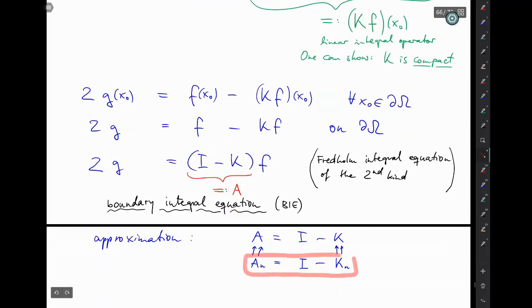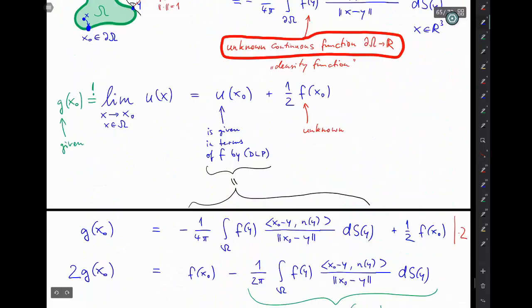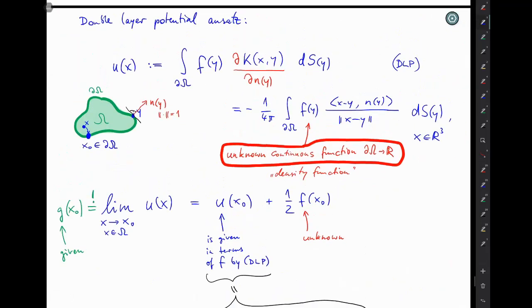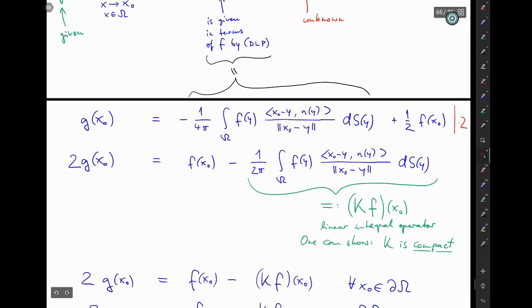So these are much smaller systems, and they still do a great job in approximating this problem, and thereby in the end, when you solve that, you get your density function f, and if you plug that into your double layer potential ansatz, then you get your unknown function u. Okay, let's write that down.